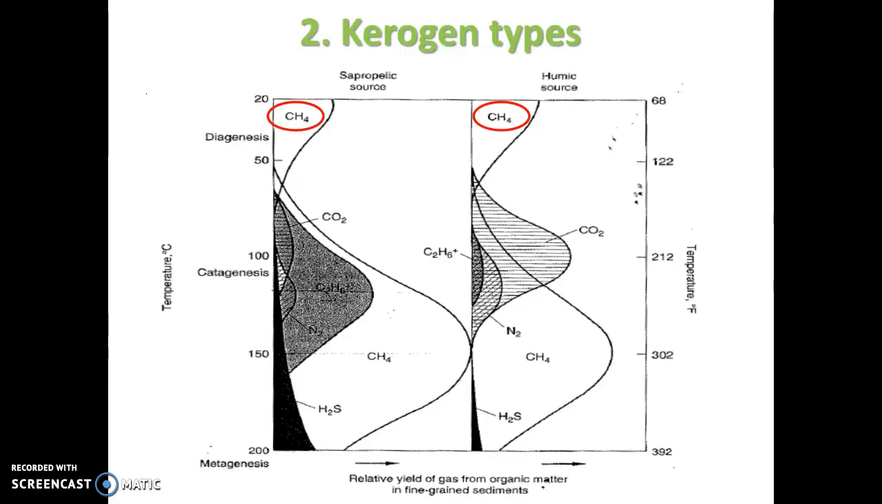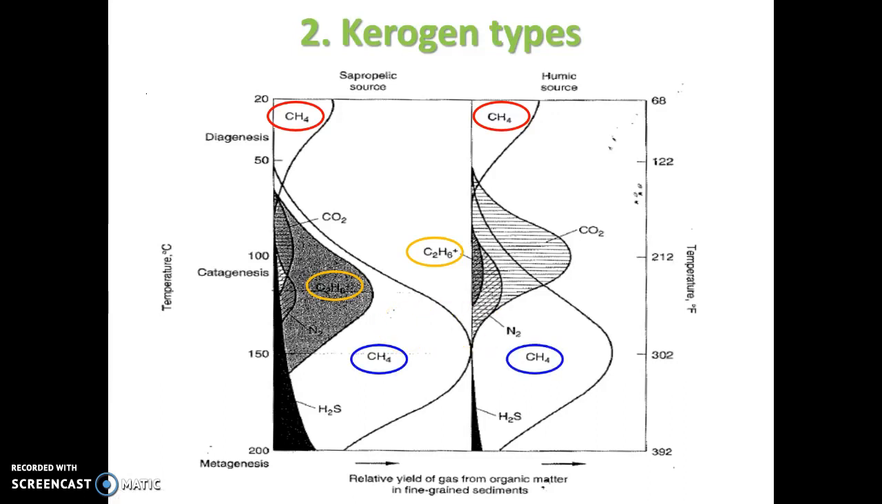Please bear in mind that the gas window occurs in the post-maturity of the oil window, starting from the hundreds to 200s in catagenesis process. So meaning that as we go deeper, at the greater depth, the source of oil from sapropelic and humic will eventually convert into dry thermogenic gas, methane, and wet thermogenic gas.